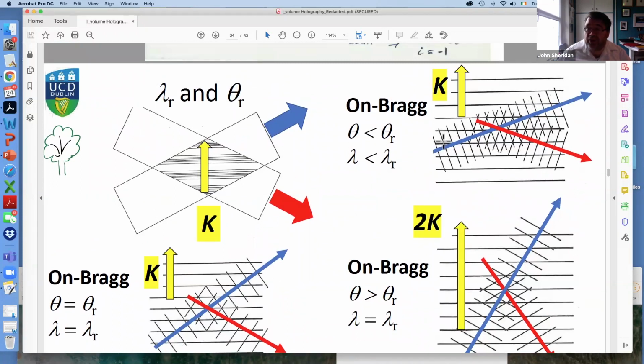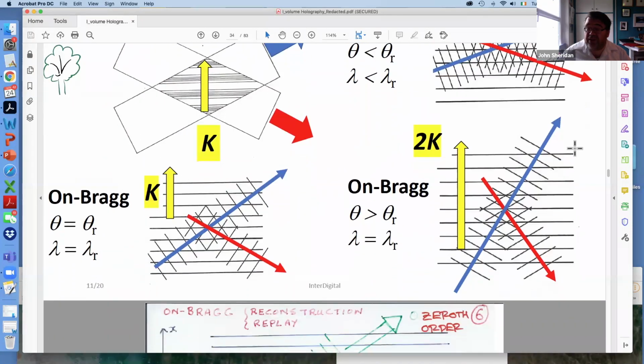So we have a different separation between these lines coming in. We have an input and diffract, and we see the angles are changed. So we can change our angle, we can change our wavelength and still be on Bragg, but the angles are different, the wavelengths are different.